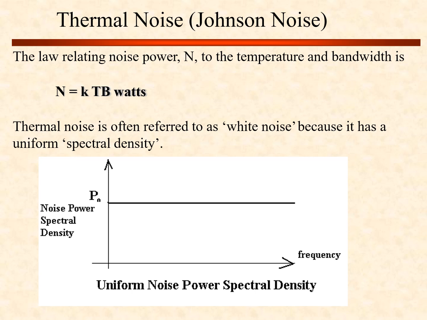Then the law relating the noise power to the temperature and bandwidth is capital N equal to kTB. The unit is watts. Thermal noise is often referred to as white noise because it has a uniform spectral density. When you look at the figure where frequency is on the x-axis and spectral density on the y-axis, the value is constant for all frequencies. That's why it is called white noise. For all the frequency content, the spectral density is constant.